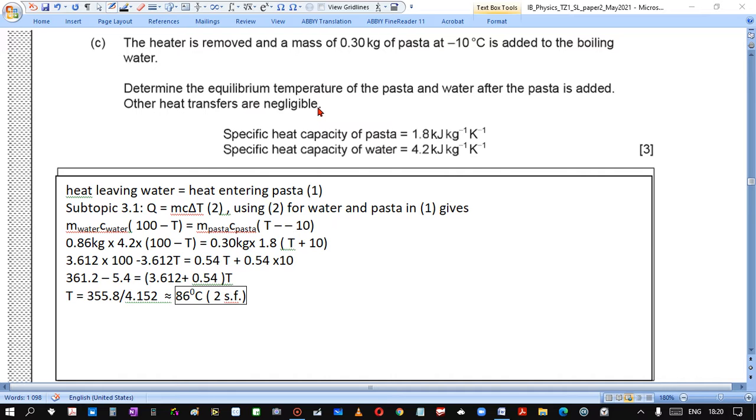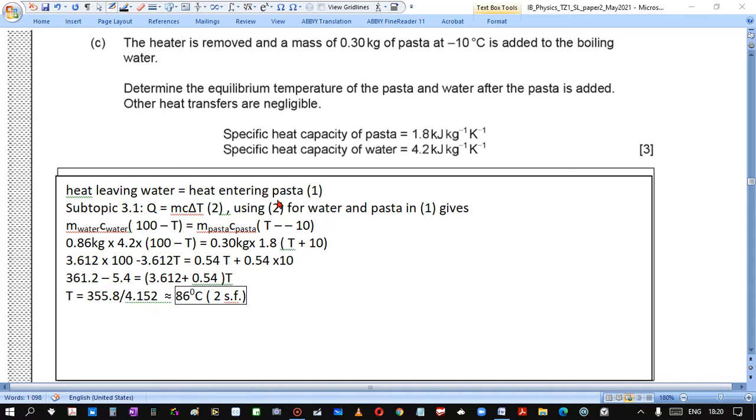C. The heat is removed and a mass of 0.30 kg of pasta at minus 10 degrees Celsius is added to the boiling water. Determine the equilibrium temperature of the pasta and water after the pasta is added. Other heat transfers are negligible. We are given the specific heat capacity of pasta and water. Heat leaving the water equals heat entering the pasta. So from subtopic 3.1 we have the formula for temperature change and energy given.